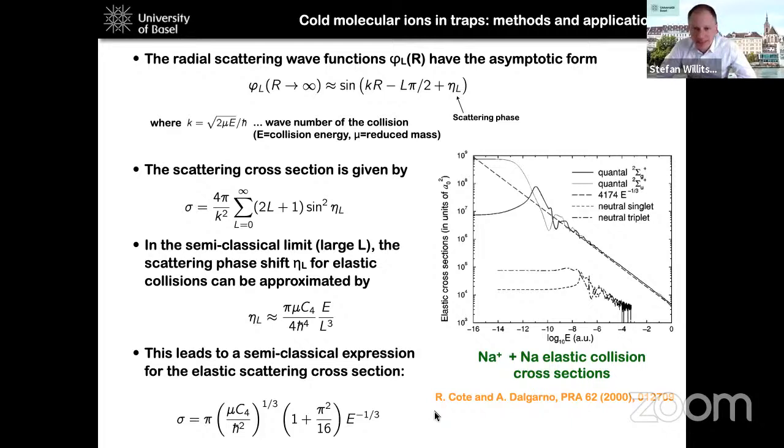Stefan, yes, there's one question in the chat, which is, is this expression for elastic or total cross-section? Elastic.